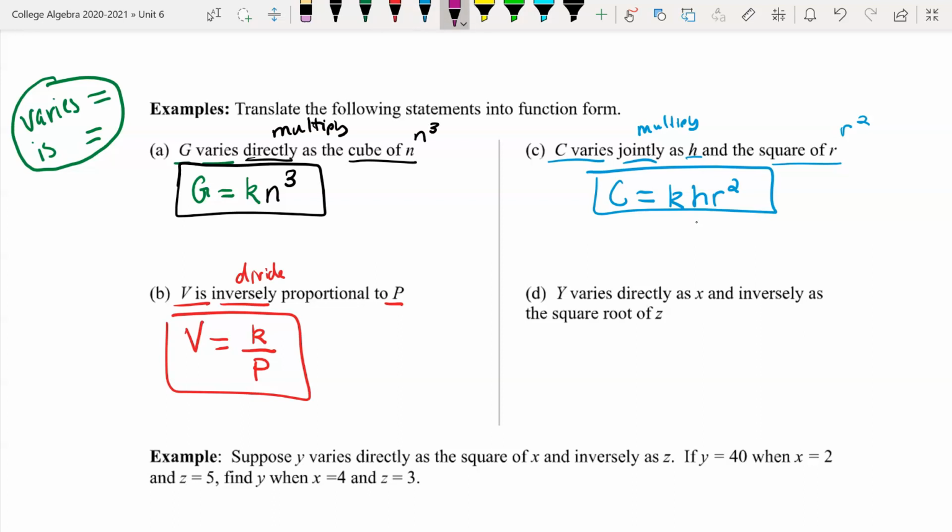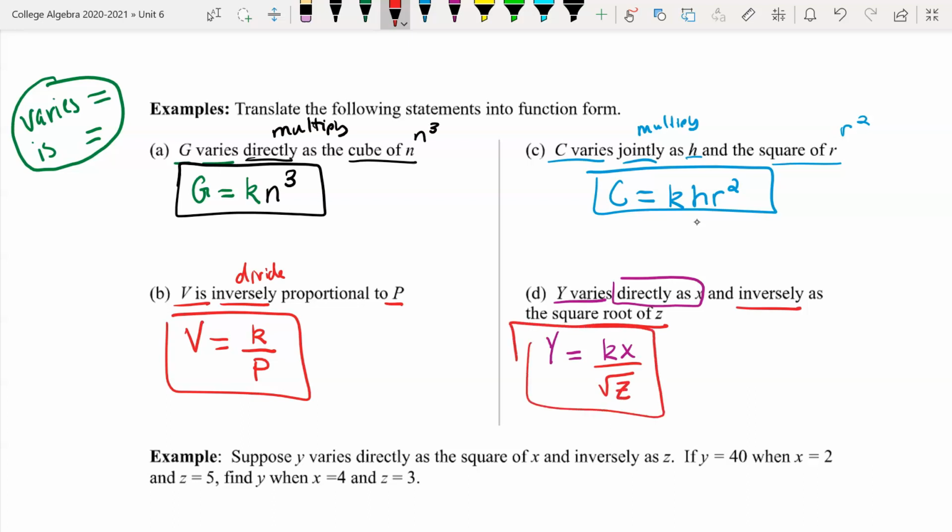And the last one, I try to combine two things. So it says y varies directly as x. So after my equal sign, I write that k. Directly means I'm going to multiply by x. And inversely as the square root of z, so now I'm going to say divided by the square root of z, because inversely means division. So you can have directly and inversely in the same problem. You just got to make sure you recognize, all right, am I multiplying or dividing?